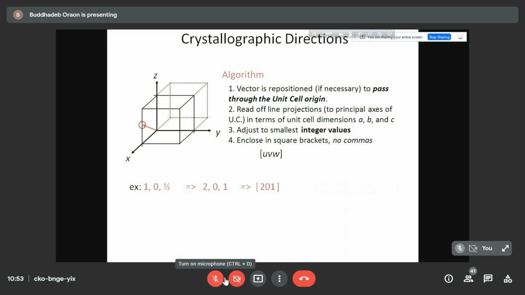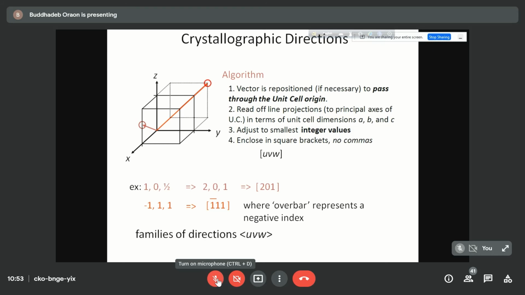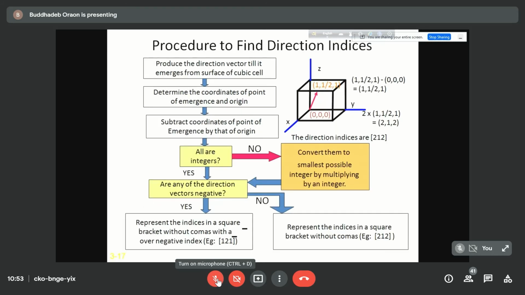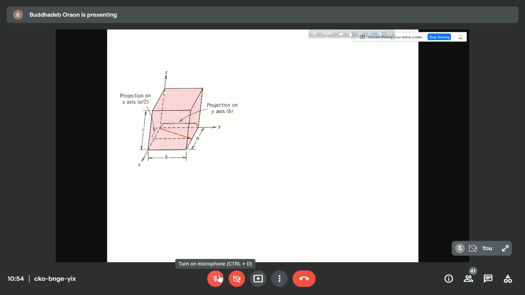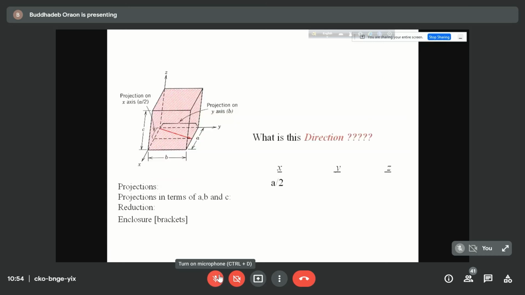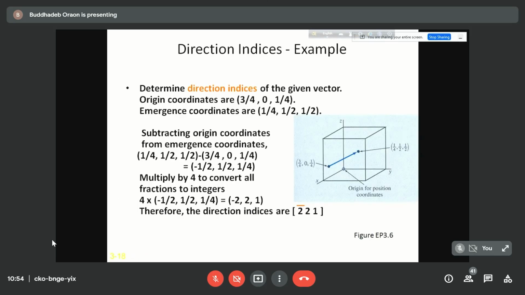So this is the example, two examples that we are taking here. The procedure is already explained. You can see some more examples here. Now when a, b, c are different, as I have already told you, you will have to convert appropriately to get the values. So you will have to see the projections, divide by the length of the unit cell, and you will get the fractions. Convert the fractions into integer numbers and you will get the direction. Some more examples are there.